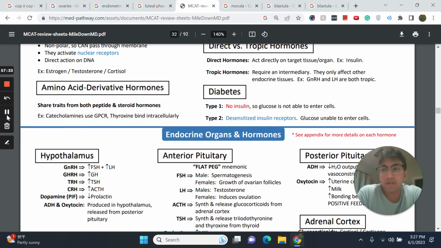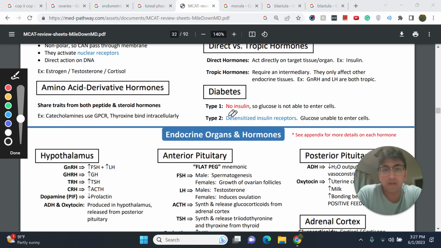Okay, you probably know that diabetes is when there's too much sugar in the blood. There are two types, two ways that this could happen essentially. One is that we don't produce enough insulin, and so glucose is not able to enter the cells.